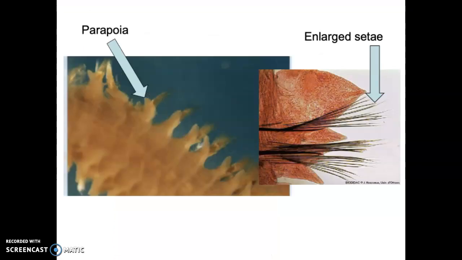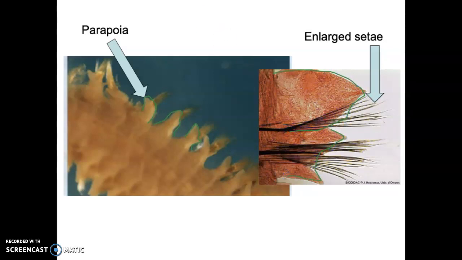So here's a better example. This paddle-like structure sticking out here, this is the parapodia. There's another one here, another one here. These are parapodia, okay? So little paddles, to move things around. Here's an enlarged view of it, parapodia over here. There's another one there.